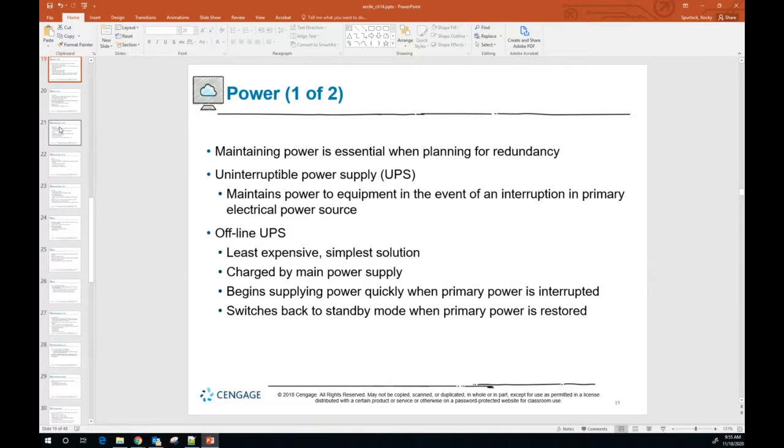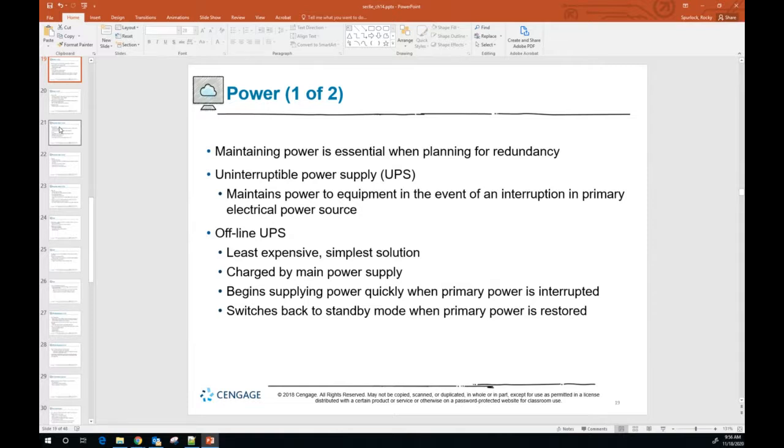Power is going to be essential when planning for redundancy. We may use an uninterruptible power supply, UPS. Thus, it maintains power to equipment in the event of interruption in the primary electrical power source. For example, if your electric goes out, your power goes out, the UPS kicks in and will keep your devices running.